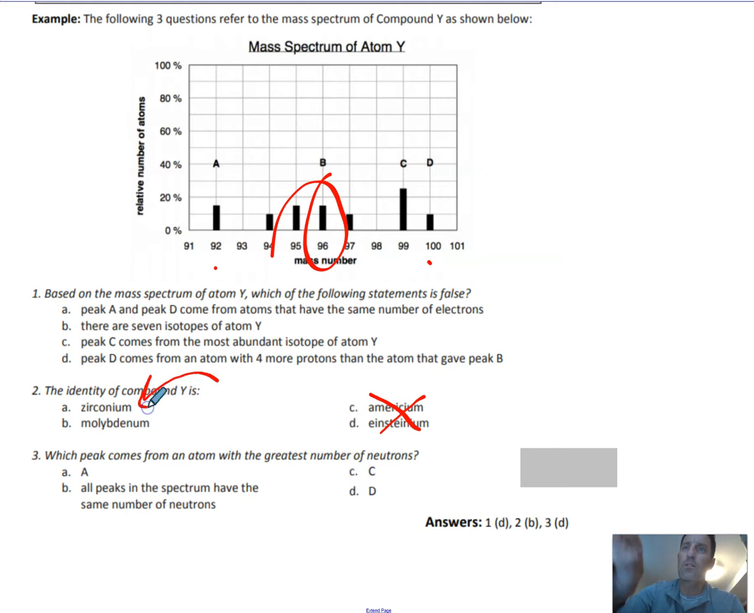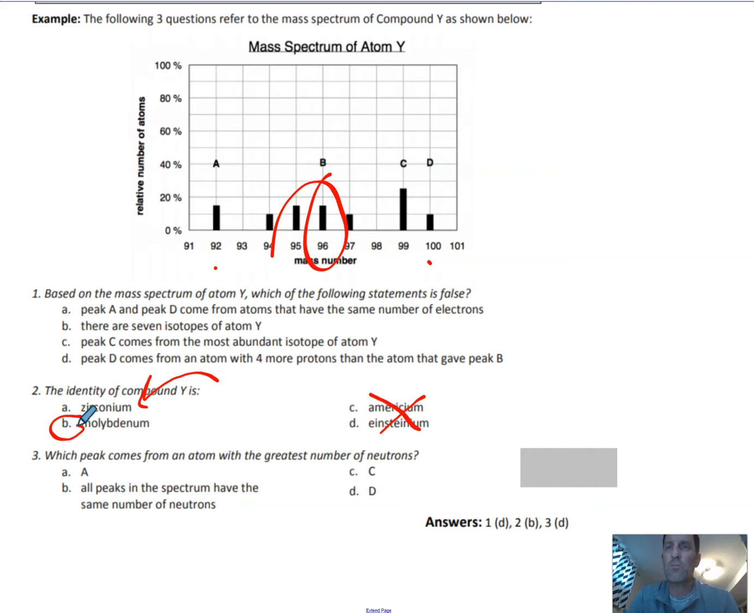Zirconium is just underneath, if I remember right, and molybdenum is right there in that range. It's at 94, 95, 96, if I remember correctly. So once again, you don't have to do the exact math, because usually the ranges of the questions will eliminate the ones that are way off. Then just do your best estimate of what that mass number would be, and then you'll find your answer.